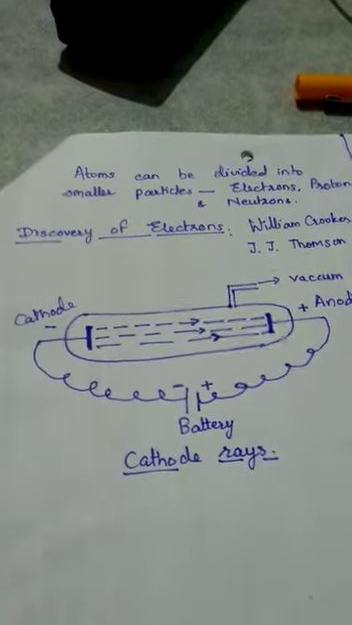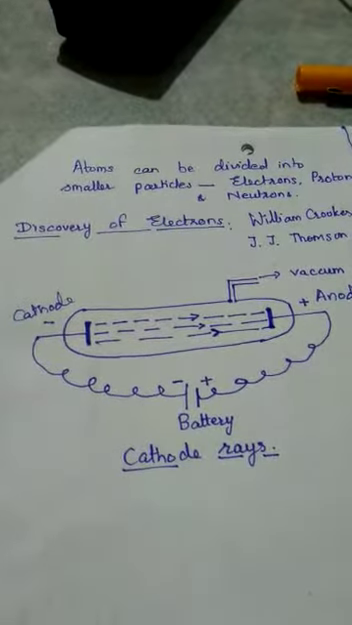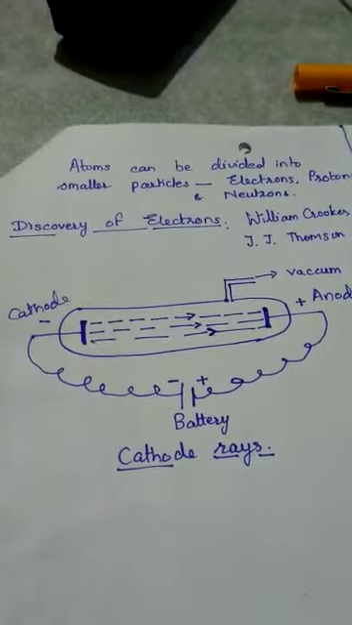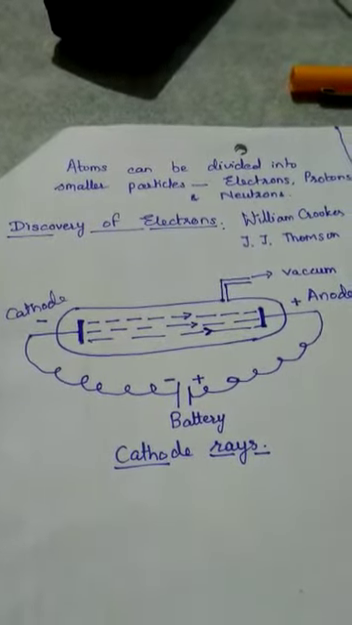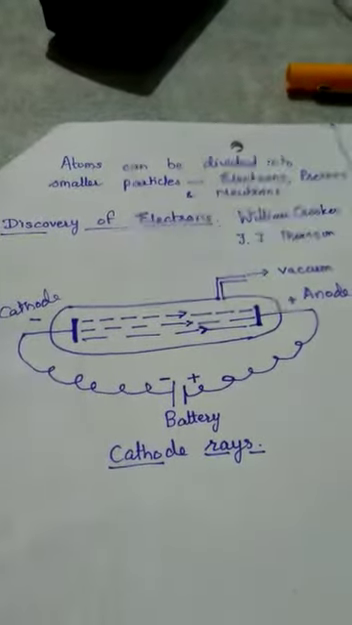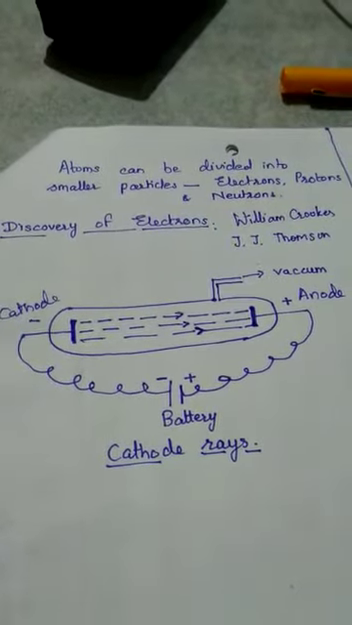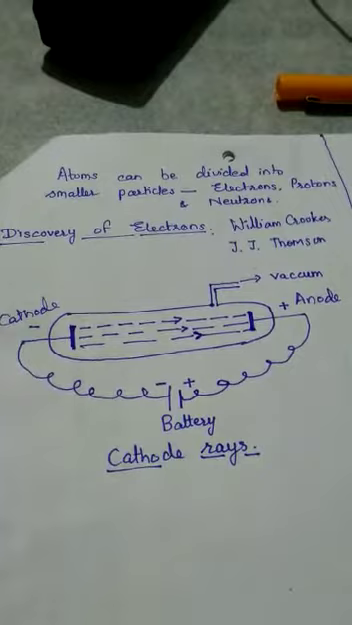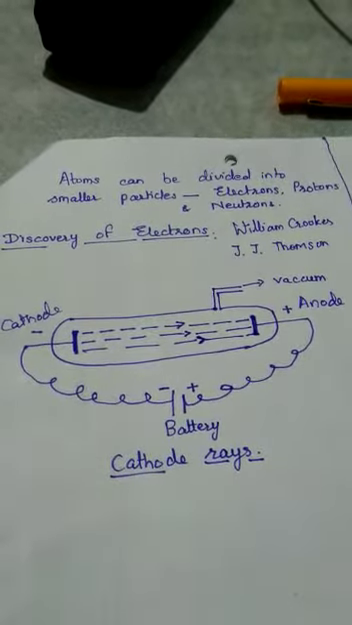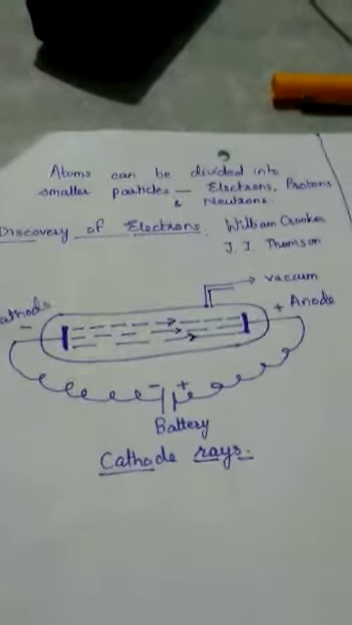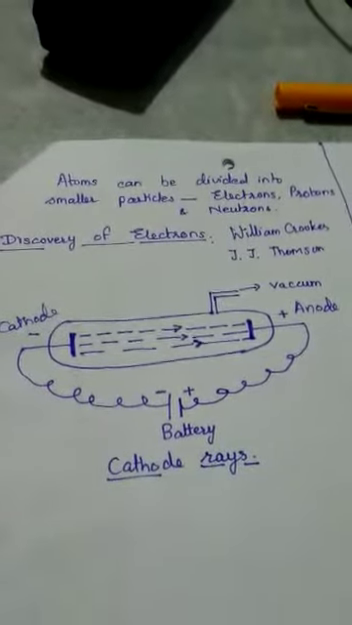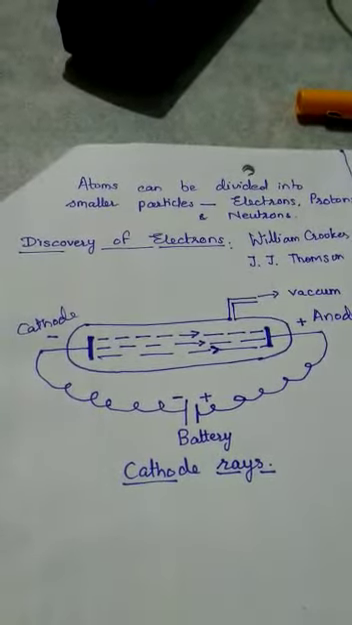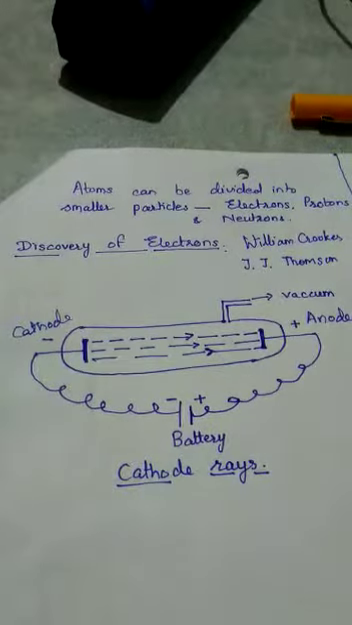Now how do you say that the rays are produced from the cathode and are moving towards the anode? If some rays containing energy are going from one direction to the other, and some substance which can detect the presence of those energy particles or rays is placed in their way, then it will produce some glow. That glow is known as scintillations.